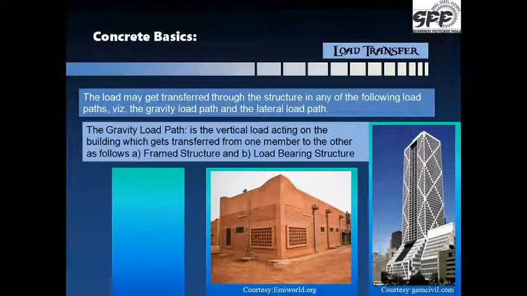So gravity load path is the vertical load acting on the building which gets transferred from one member to the other. Now we can have two types of system in this gravity load path. We can either have a frame structure or we can have a load bearing structure. I am very sure in building construction we have already become familiar with these two terms, that is framed structure and load bearing structure. Now both these structures, frame structure as well as load bearing structure, allow the loads to flow vertically from top to down.